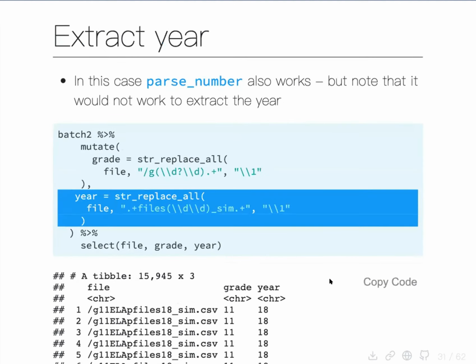So parse number also works, but it's a little riskier. Parse number will not work for a year. So now let's say I want to pull the year, which is 18, right? Here I'm going to say string replace all for file, and I'm going to say any character up to it says files. And in this case, it's going to be 2 digits. It's not ever going to be 1. So I just say \d \d, and then underscore sim dot plus, whatever, a bunch of other stuff. And then the \1 is going to say, give me those 2 digits, and I get 18.